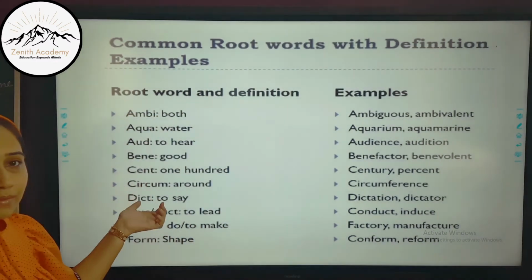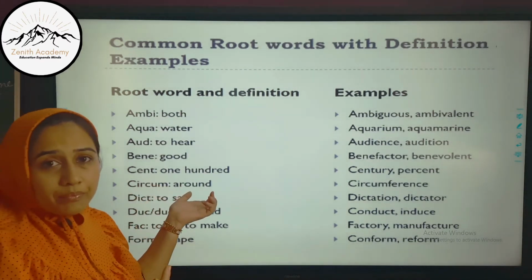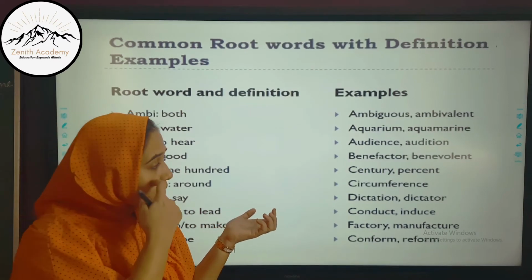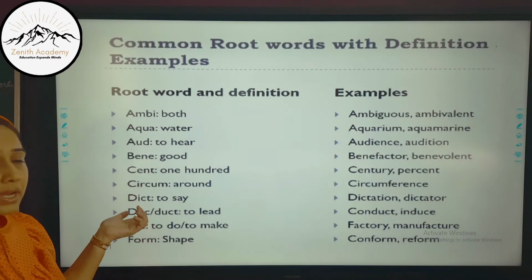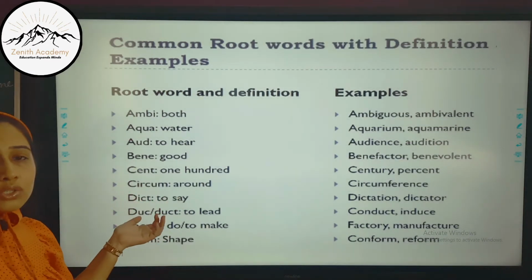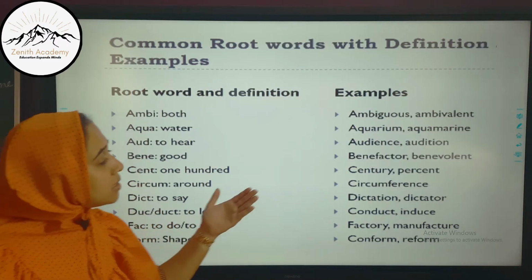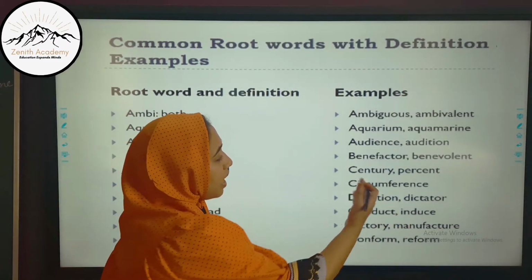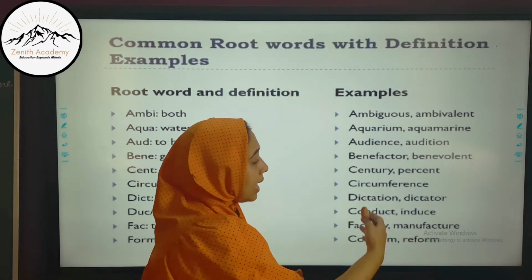Next is circum. The meaning of circum is around. Circumference is the word that we use, or circumcircle. Dict. Now dict is to say. This is also a bound stem and old English literature word. When we add a proper suffix or prefix, here I have added suffixes, it makes dictation and dictator.